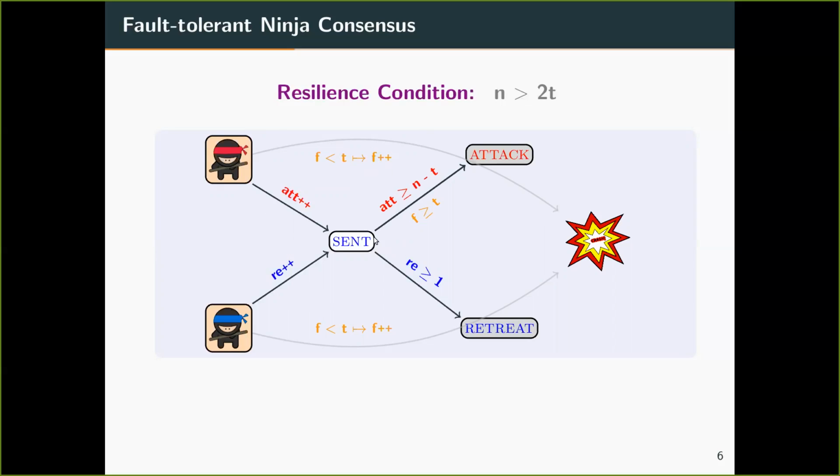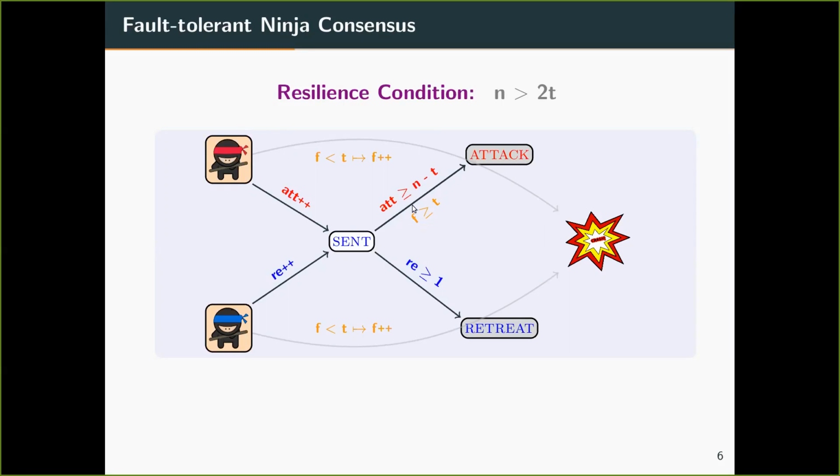As for the attack part, from the send state, before a ninja can move to the attack state, it has to check these two conditions. The first condition is that the shared variable at is bigger than or equal to n minus t. Notice that this check ensures that all the non-faulty ninjas have indeed decided to attack.